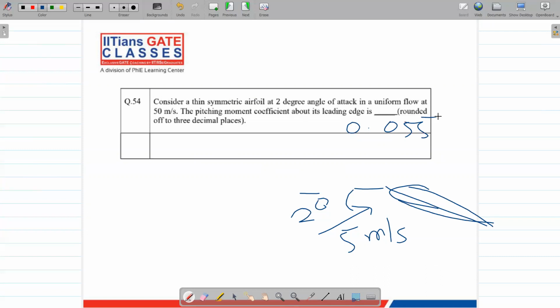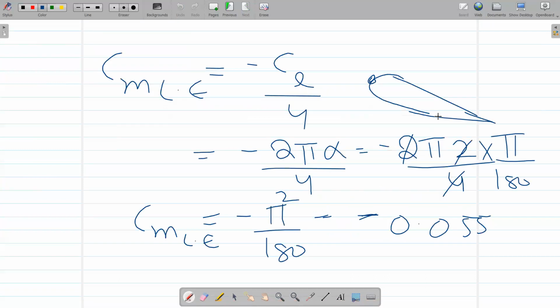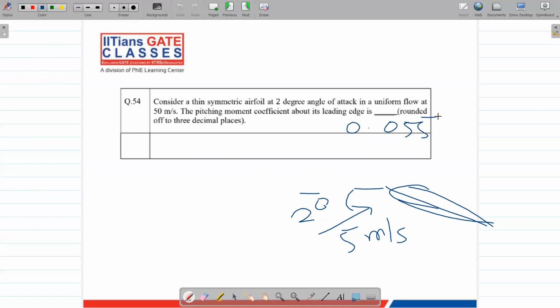It's a very simple problem, a direct application of the formula, nothing very tricky over here. So these are the questions from the aerodynamic side of things. Very simple problems with clear concepts and easily recollectible formulas. These are quite a simpler set of problems.